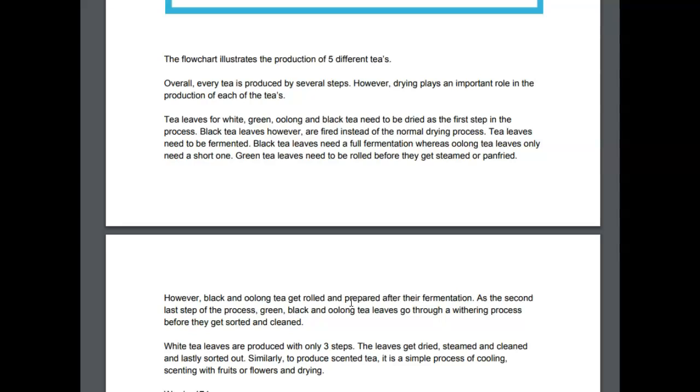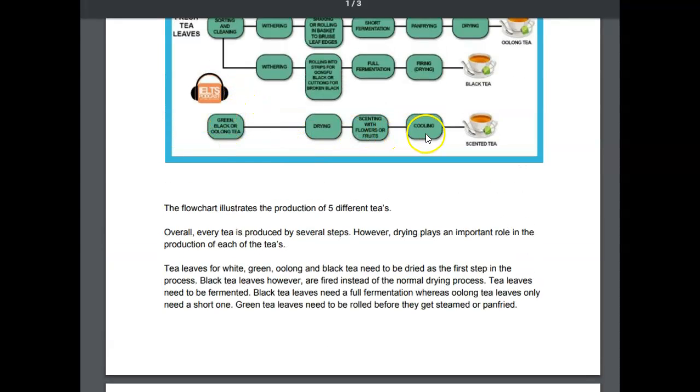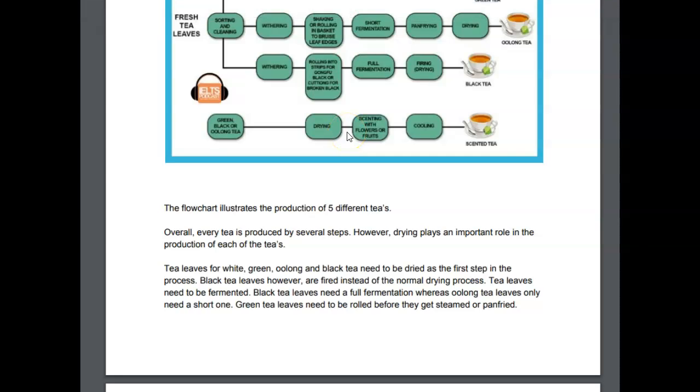Similarly, to produce scented tea, it is a simple process of cooling, scenting tea with fruits or flowers, and drying. Yeah, but you forgot that white tea is not used for this type of tea. Okay, so only green, black, or oolong are used, and white tea cannot be used. So that was a step that's kind of important to leave out.